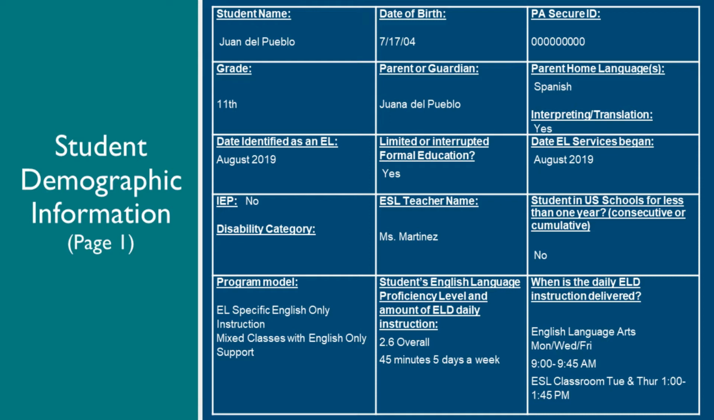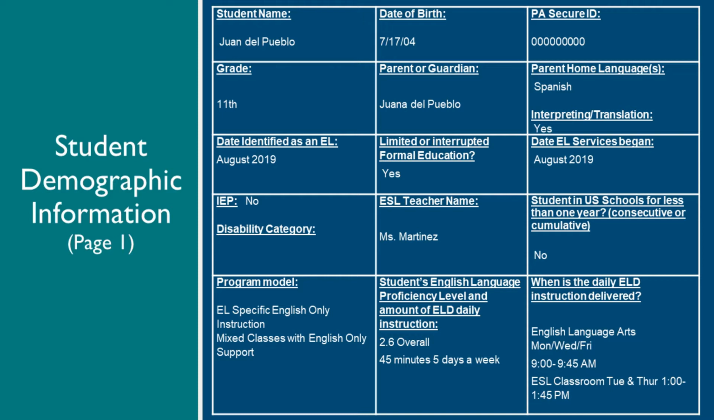The next slide is the background of the English learner. In this presentation, our sample student is Juan del Pueblo. This is an example of how the demographic information should be filled out. Include the name and date of birth of the student, the Pennsylvania Secure ID, and the grade level, parent or guardian, the home language, and if an interpreter or translation was used to fill out the student demographic information.